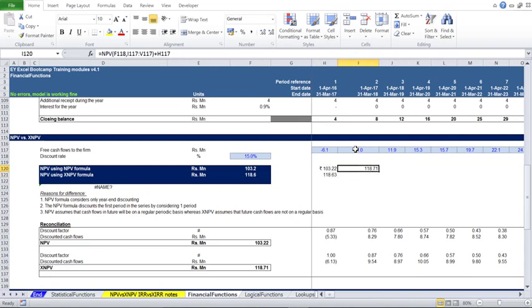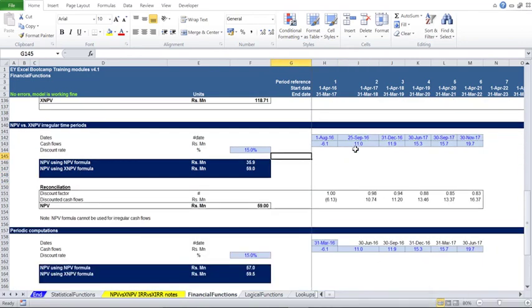Now as you can see, the values in the NPV calculated using the NPV function and XNPV are almost similar. The difference is due to the approximation difference in the XNPV function, because it is calculated on dates, and the NPV function, because it assumes 1 year as one period.